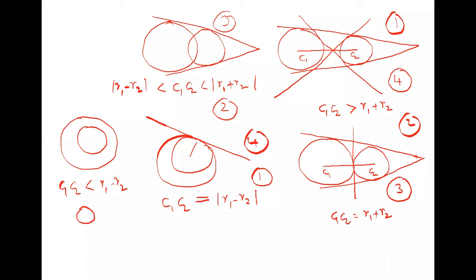Case 1 again, now very simple. When two circles won't intersect, what happens? This is the center. C1, C2 will always be greater than R1 plus R2. This is R1, this is R2. 4 tangents are possible. This is called direct common tangents. This is called transverse common tangent. There are 2 direct common tangents. Third one, when 2 circles intersect, C1, C2 must lie between R1 plus R2 and R1 minus R2.